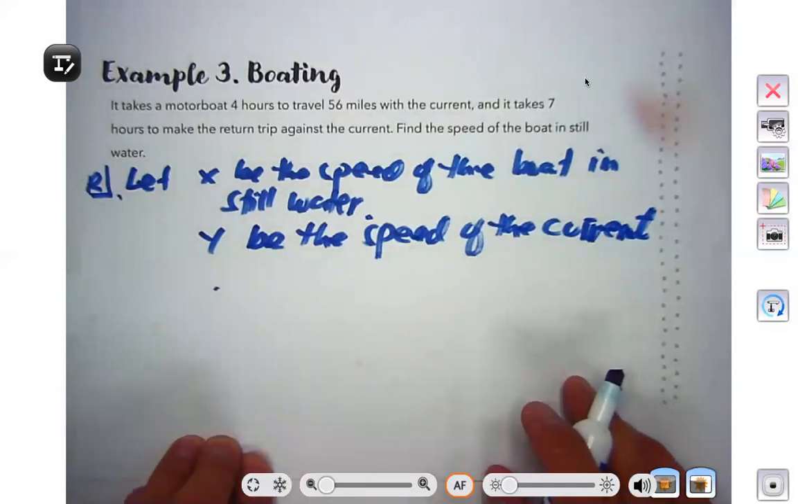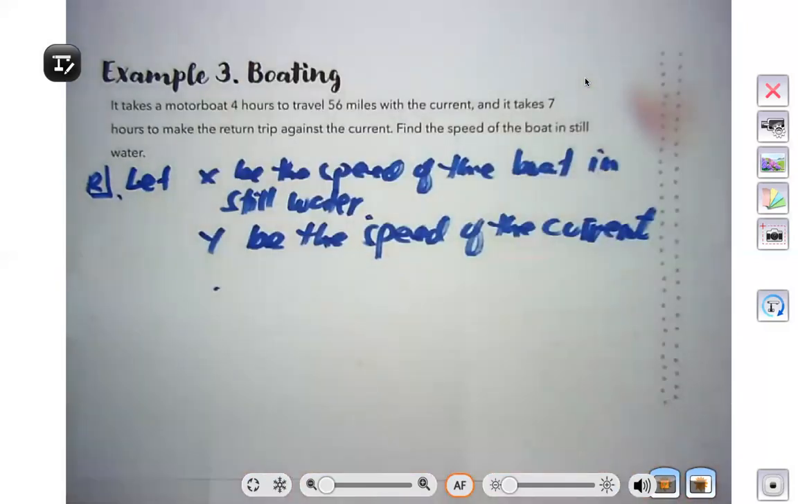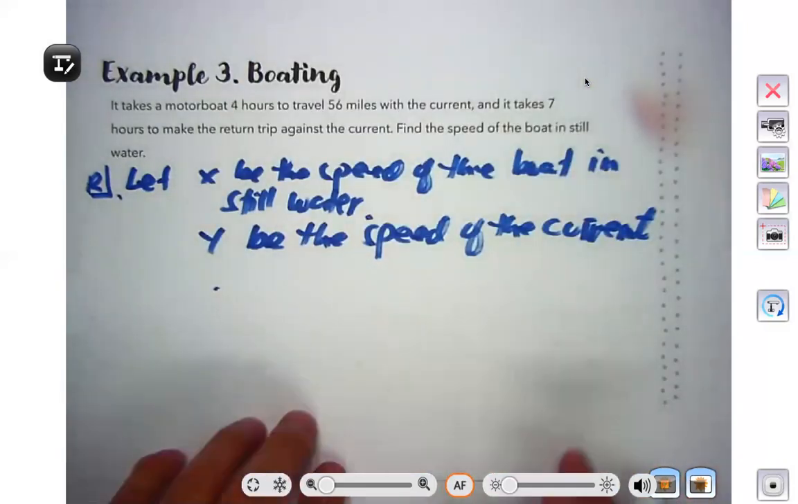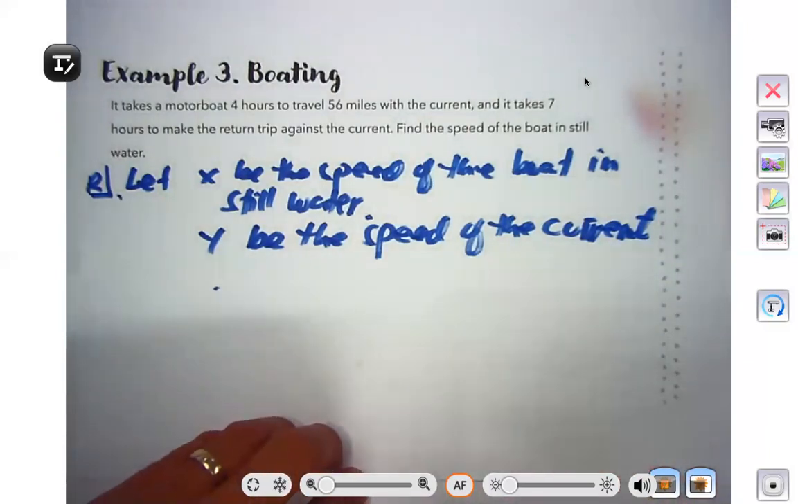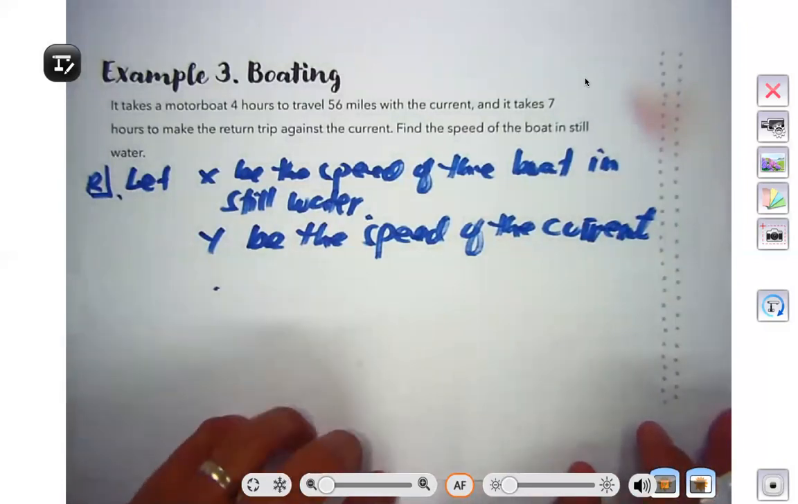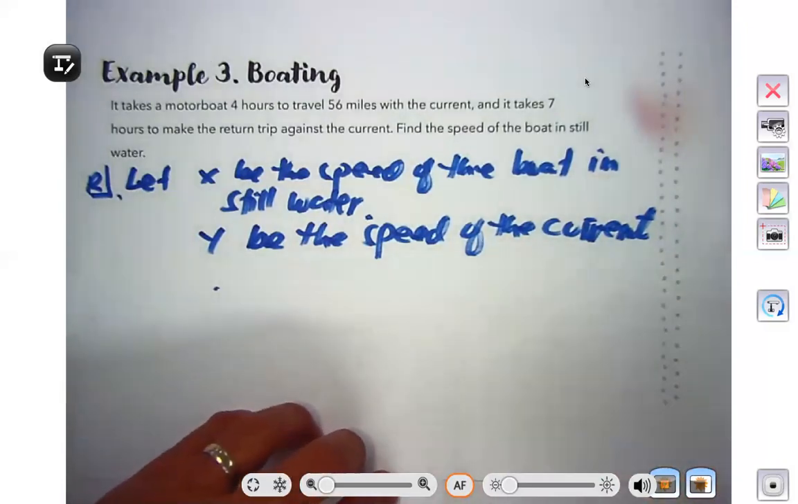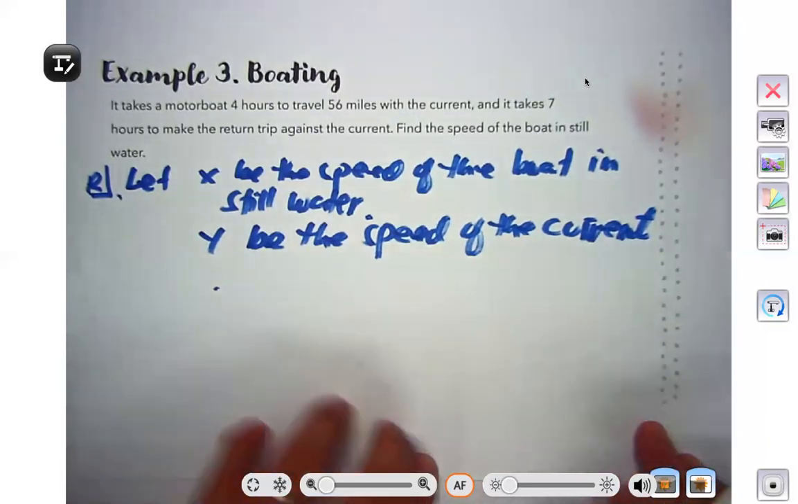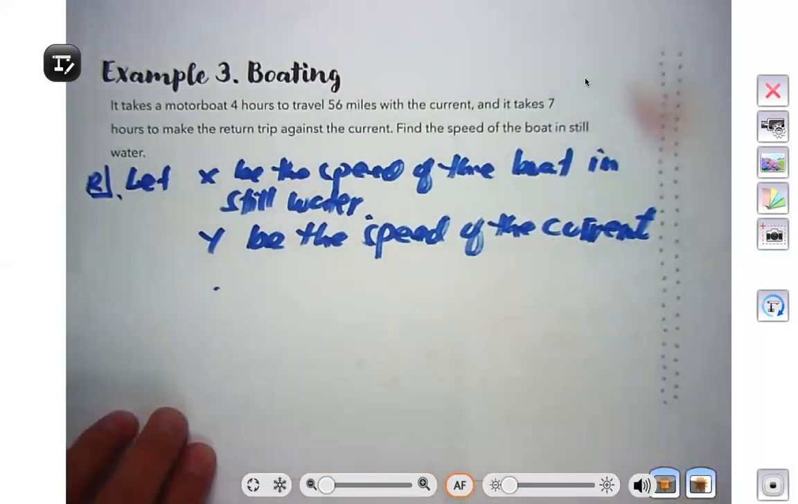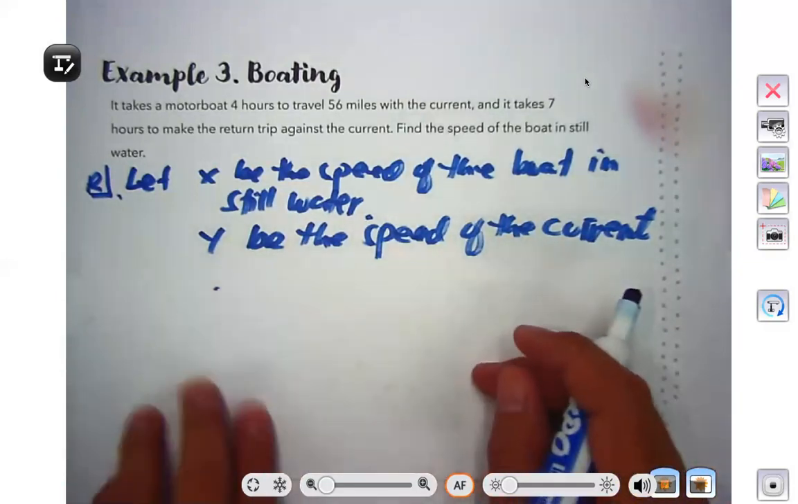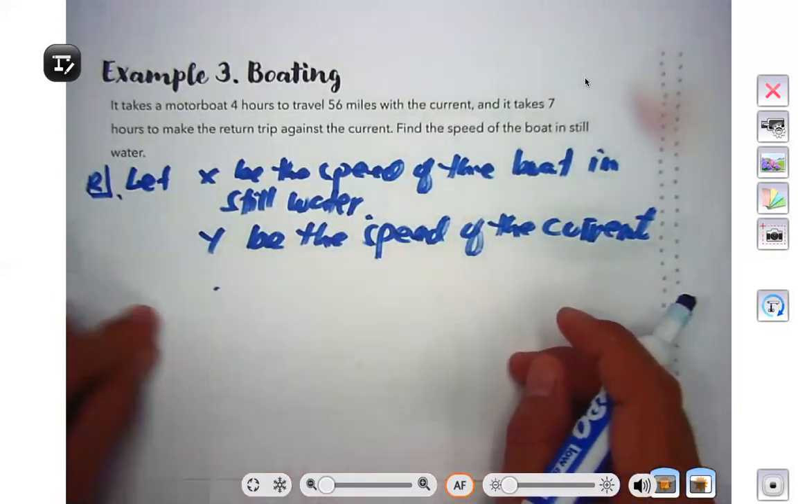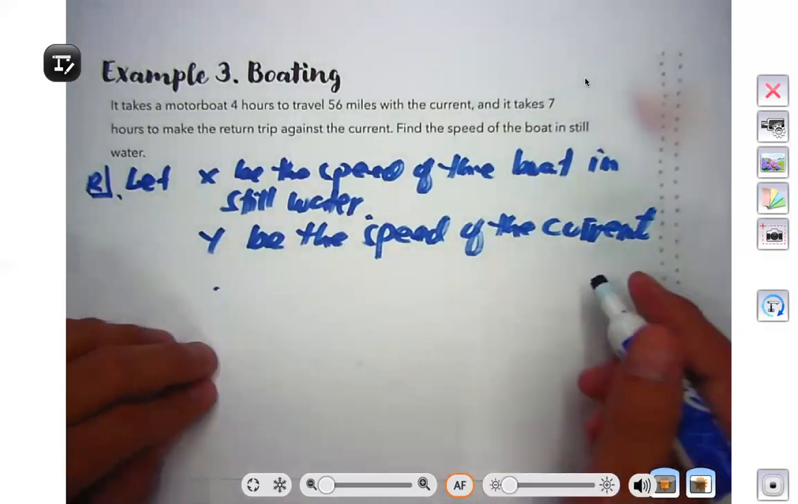The current is like the flow, right? It's actually seen by maybe some waves. You know the direction of the current when you see waves going somewhere. So that's where the current is going. It's in that direction. And usually seen by the small waves that you see in the ocean or bodies of water. Okay, and that's the current.